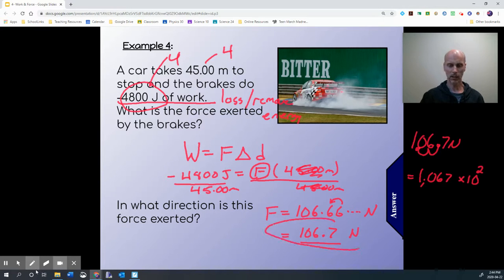So this is good. Leave it this way. It's easy. It's got all the significant digits. It's in a readable form. Nobody's going to complain about that. But if you're practicing significant digits, you would write this 1.067 times 10 to the power 2 newtons.